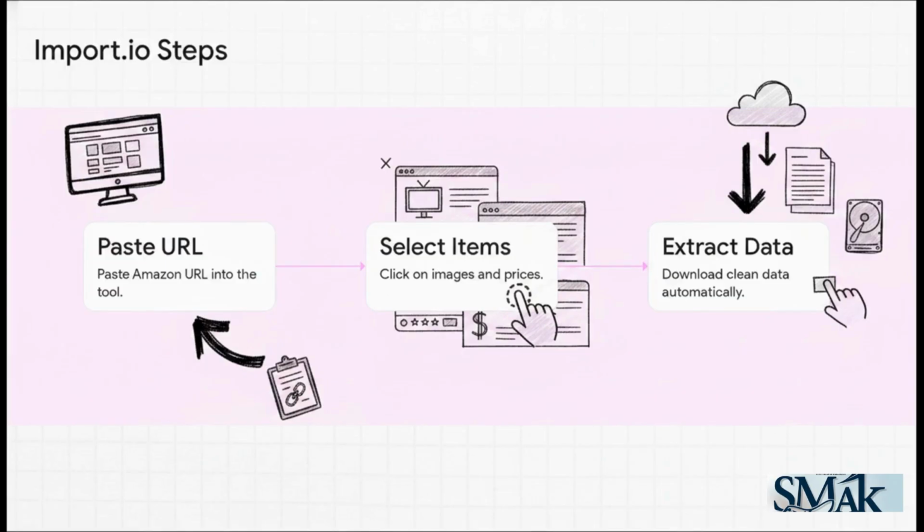Step 3, hit extract. Tell the program how many pages of results to click through, which is called pagination, and boom, you're done. You get a massive, perfectly clean database of competitor products downloaded straight to your hard drive, all without typing a single line of code.